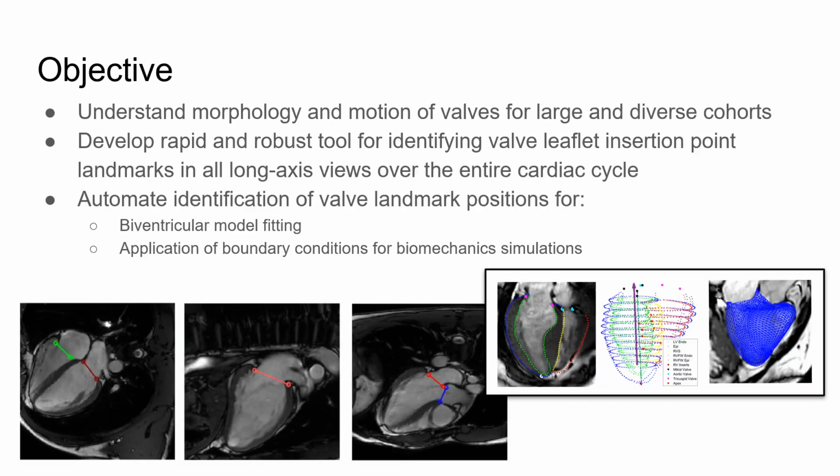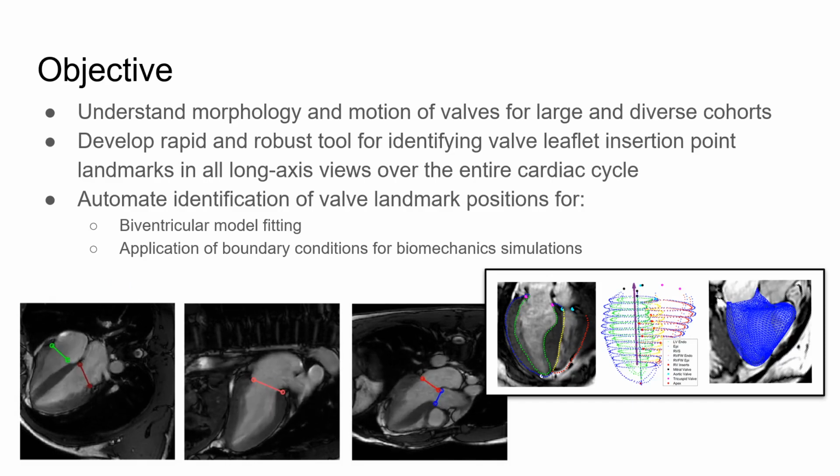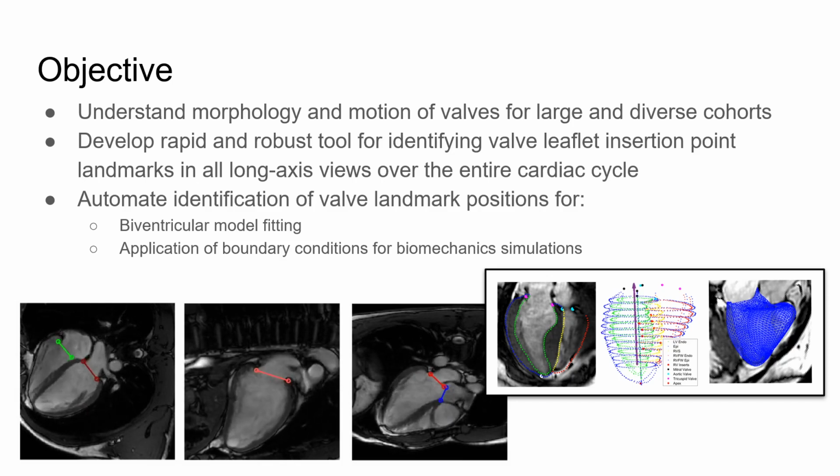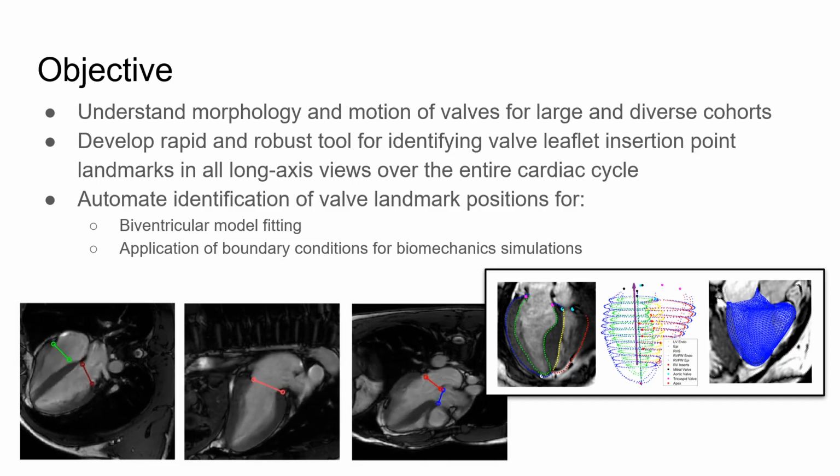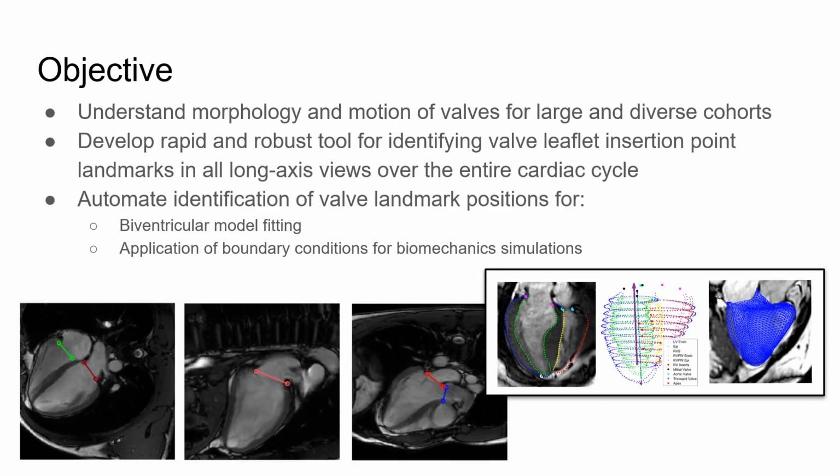To do this, our objective is to train a system to be able to predict the valve leaflet insertion points in the three long axis views. To understand morphology in a diverse cohort containing both healthy volunteers and pathological patients, we want to be able to identify where the valves are in these three views. So we have a certain number of landmarks that we want to predict directly from the images. With this, we can do our model fitting as well as calculate biomarkers to give some assessment of heart function.